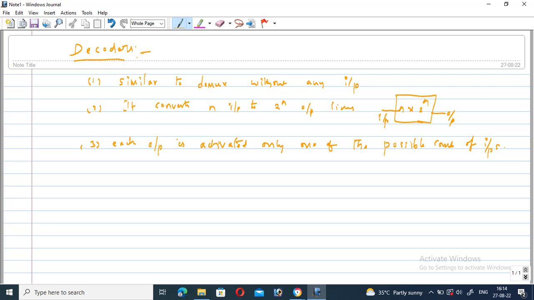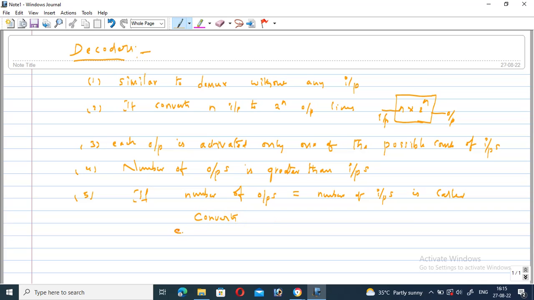In a decoder the number of outputs is greater than the number of inputs. If the number of outputs is equal to the number of inputs, it is called a converter.